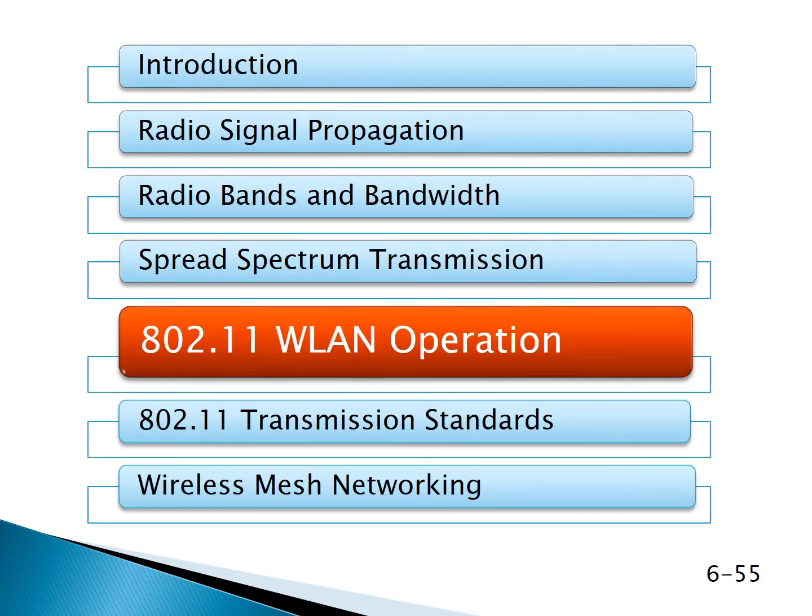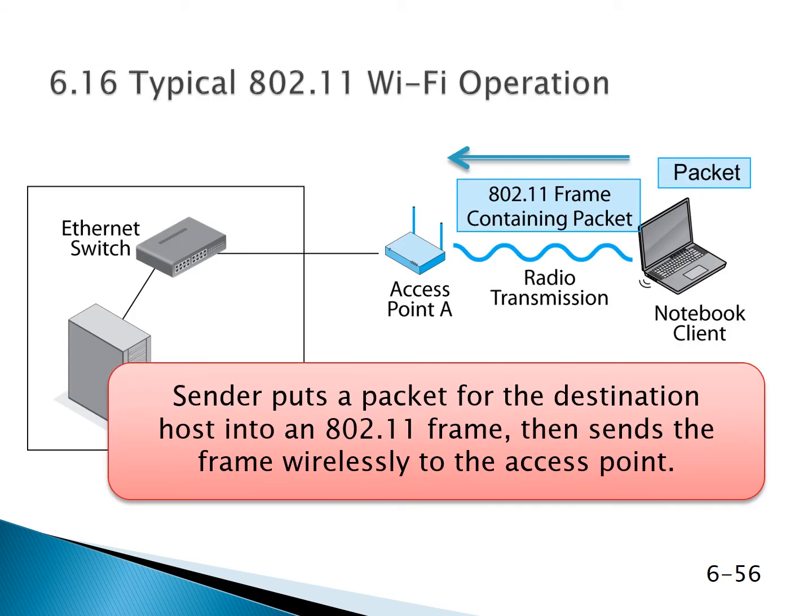Next we'll talk about wireless LAN operation under 802.11. As we have looked at before, a typical 802.11 Wi-Fi operation is done with a hybrid network like this. The sender may put a packet for the destination host into an 802.11 frame like this. If I want to send a packet, I'll put it into an 802.11 frame. Remember, a packet is like for the internet, like IP. I want to send it to a web server or to another computer on my network. So I first put it as a frame in my local network.